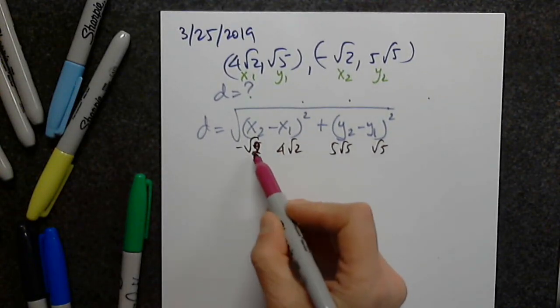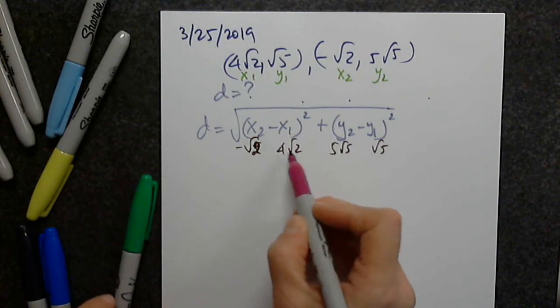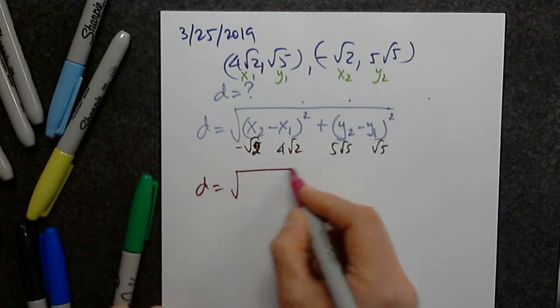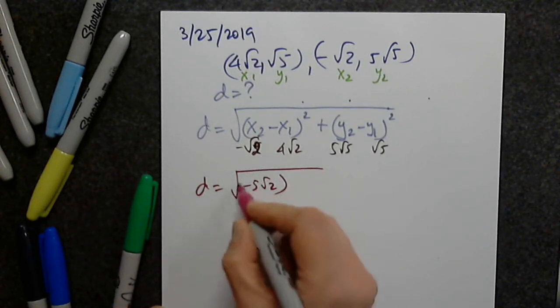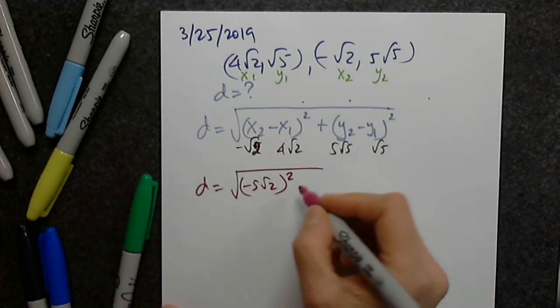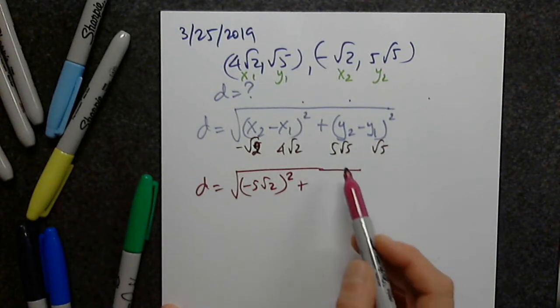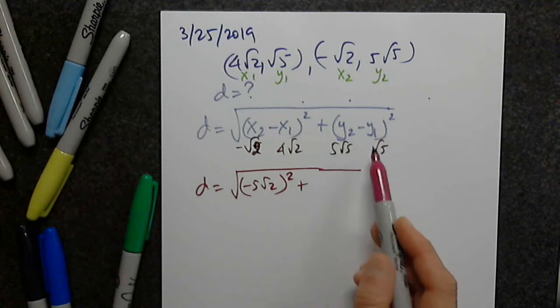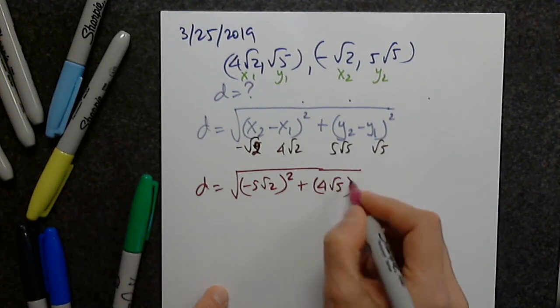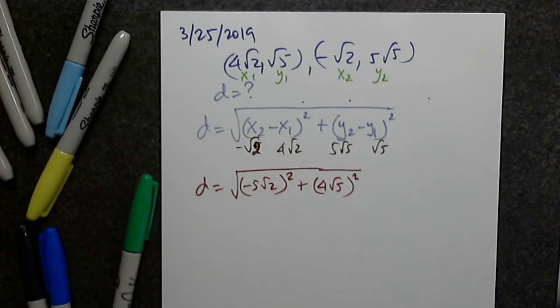So now, negative the square root of 2 minus 4 the square root of 2 is negative 5 the square root of 2, which will be eventually squared, and we will get a positive number, mandatory, plus 5 the square root of 5 minus 1 the square root of 5. It will be 4 the square root of 5, and we have to square it. Is this okay so far?